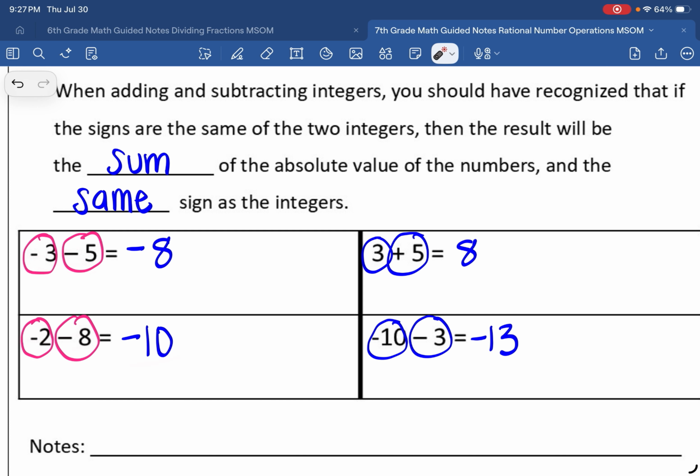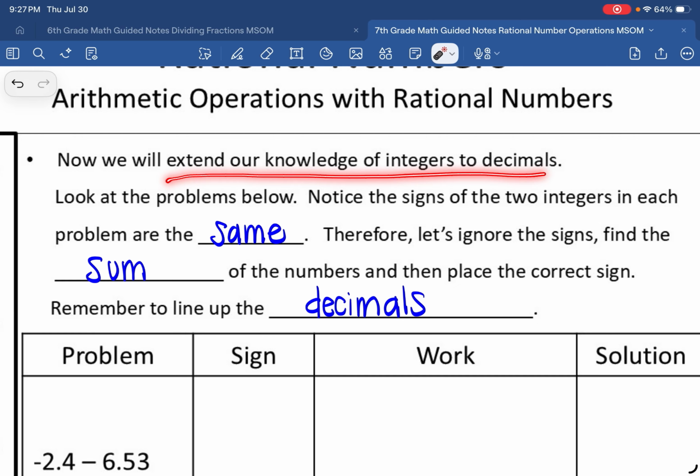Now we will extend our knowledge of integers to decimals. Look at the problems below. Notice the signs of the two integers in each problem are the same. Therefore, let's ignore the signs, find the sum of the numbers, and then place the correct sign. Remember to line up the decimals.